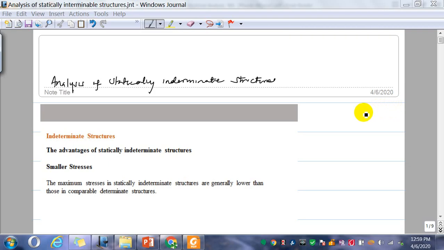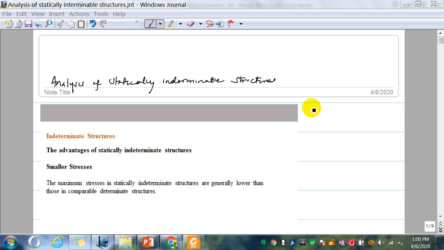Okay guys, now we are coming to the second subject on analysis of structures. So far what you have learned is analysis of statically determinate structures. Statically determinate structures means that you can solve the structure by deriving equilibrium equations, which means that any unknowns in the structure can be derived using these equilibrium equations.